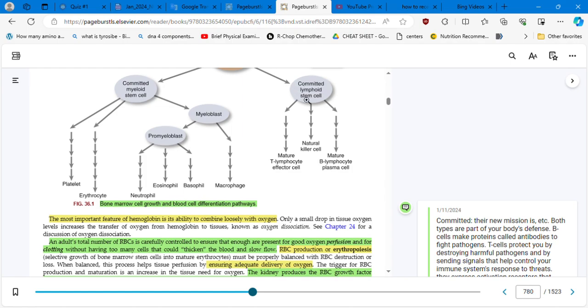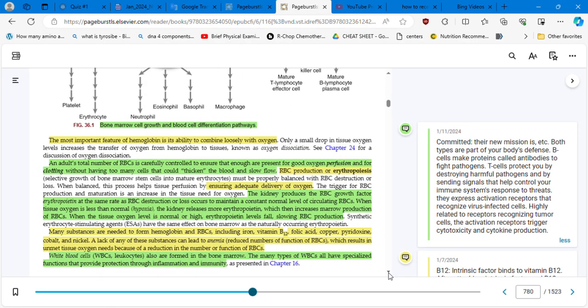And then we have the committed lymphoid stem cells, which produce the T lymphocyte, the natural killers, and the mature B lymphocyte. This is basically the immune system. So both the T and the B cells make proteins called antibodies to fight pathogens, right? These cells protect you by destroying harmful pathogens, sending signals that control your immune system response to threats. That's the marvelous, the great part of the T cells and the B cells.